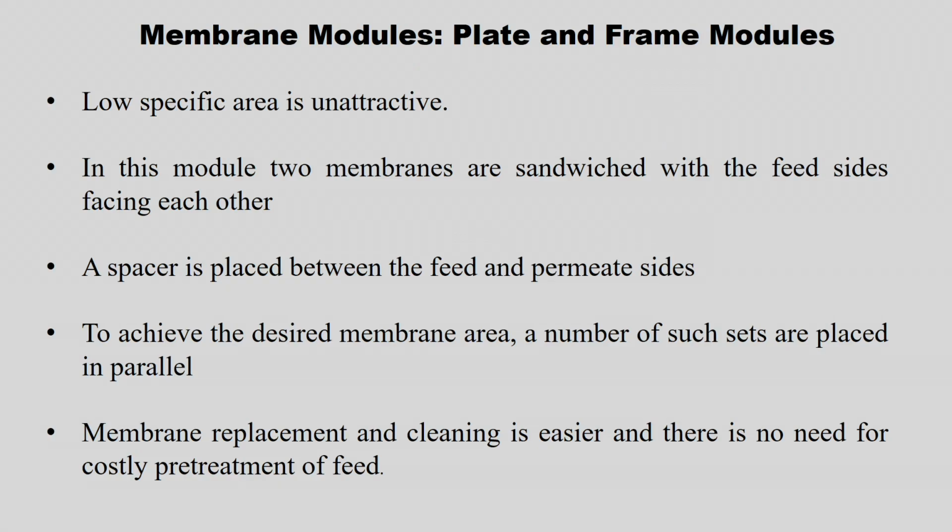Okay, then the next one is the plate and frame module. Here also there is low specific area, which is unattractive. In this module, two membranes are sandwiched with the feed sides facing each other. So, I have a membrane. This is the feed side of this membrane, and this is the feed side of this membrane. With the feed sides facing each other, it is stacked, right. So, the feed is going in between the two. The permeate goes out of the membrane and the retentate gets collected. Then you will have the feed side here, and then this is another membrane.